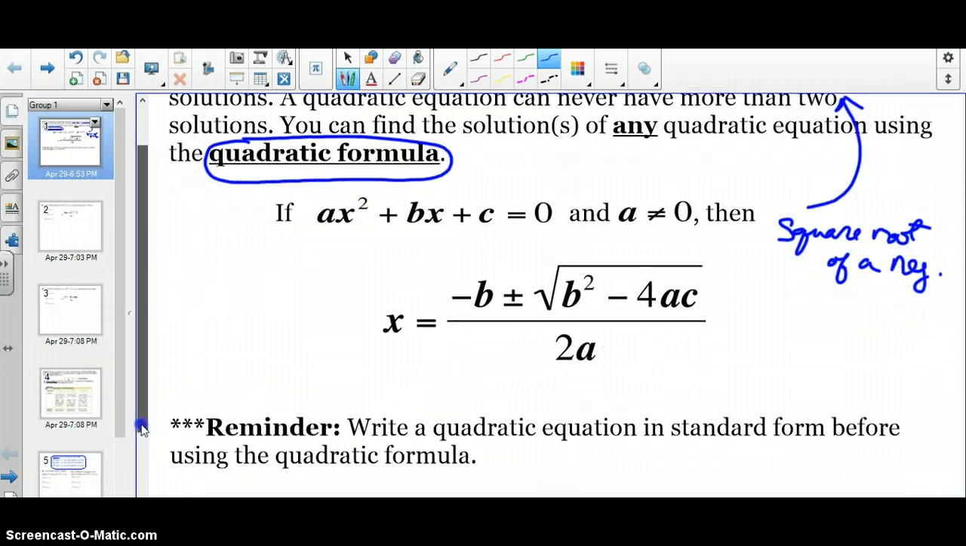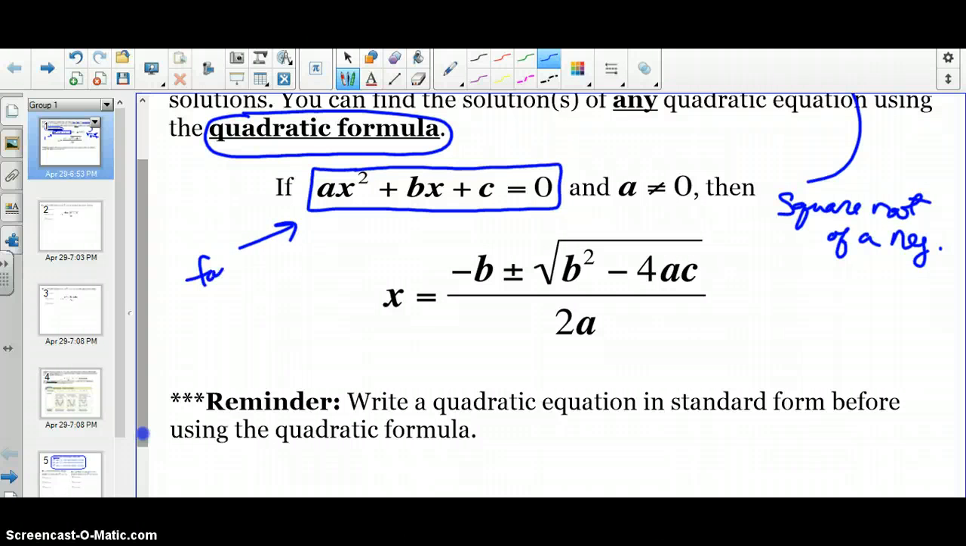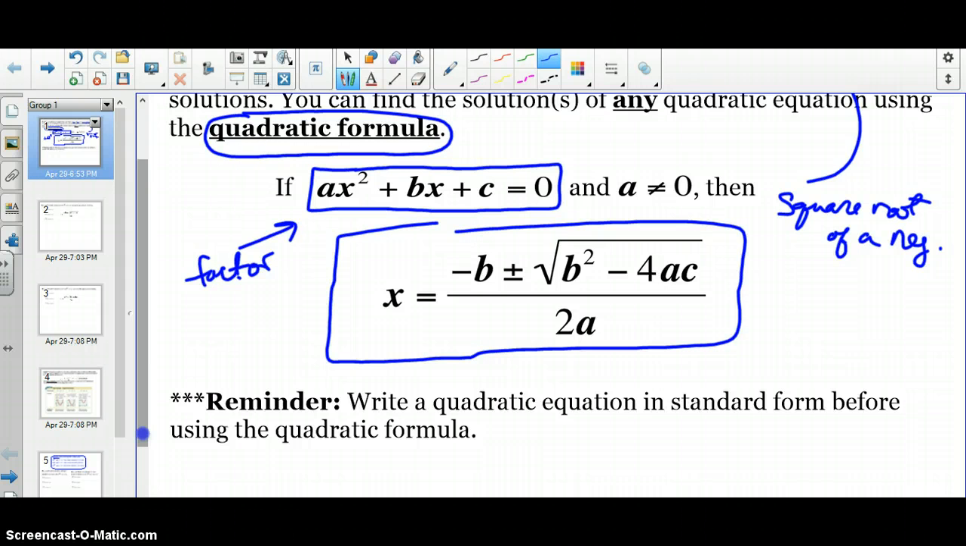Okay, so here's your formula. If you have a scenario where you have ax squared plus bx plus c equals 0, then you could factor this and do the zero product property. Or if it doesn't factor, this is the best way to go. Use this formula right here: negative b plus or minus the square root of b squared minus 4ac, all over 2a. Okay, so here's an important note. Make sure that your quadratic equation is in standard form, which is how it looks right here. And then use the quadratic formula.